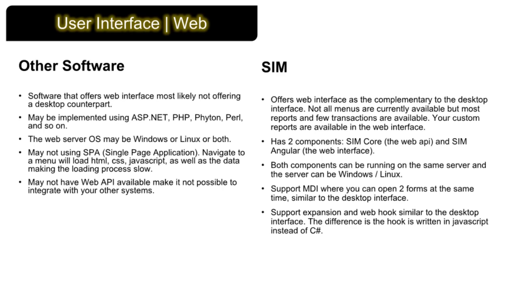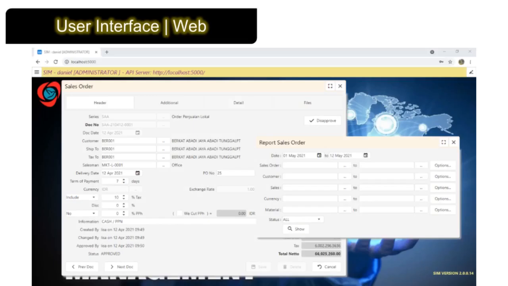And it may not have a web API interface, making it impossible to integrate with other systems. This is the SIM Angular interface. Look, it still has the company logo and background similar to the existing desktop app. It even supports multiple document interface too. Other software may need to open another menu in another browser tab.